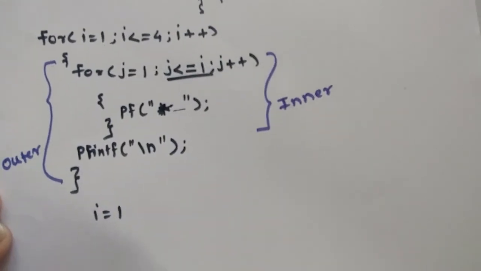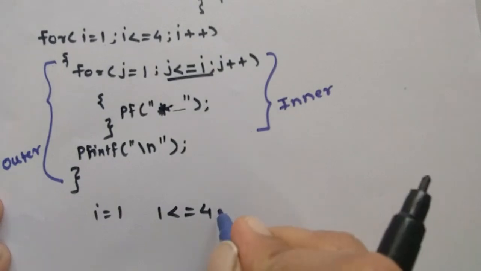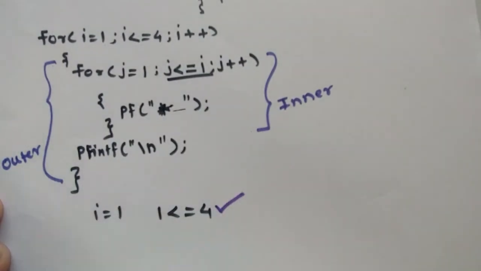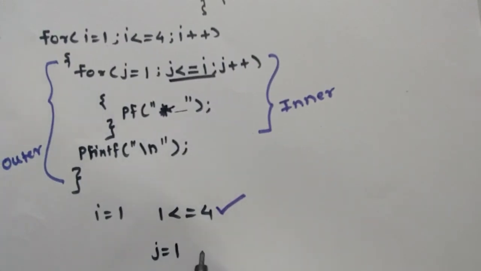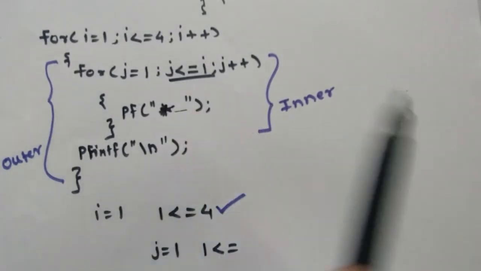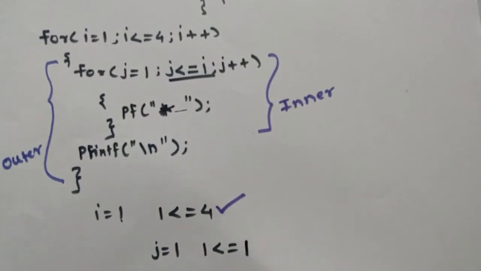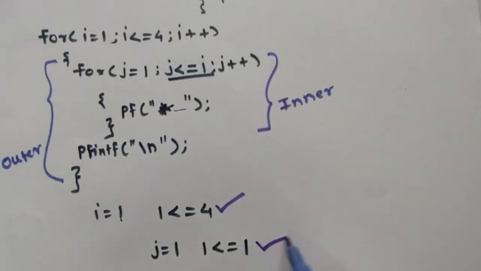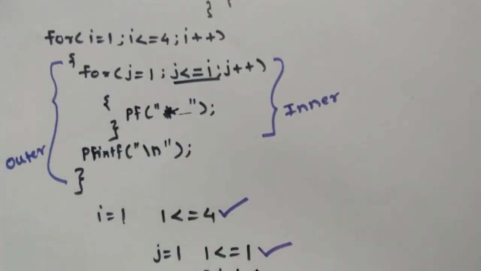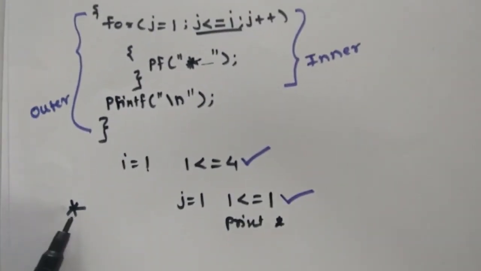For I equals to 1, we first check 1 is less than equals to 4. If it is true, then only we go to the next. Yes, it is correct. Then we check j equals to 1. Again check 1 is less than equals to I. But what is the value of I? I's value is now 1. 1 is less than equals to 1. Yes, it is correct. So print star. We get the first star, so write the star here.